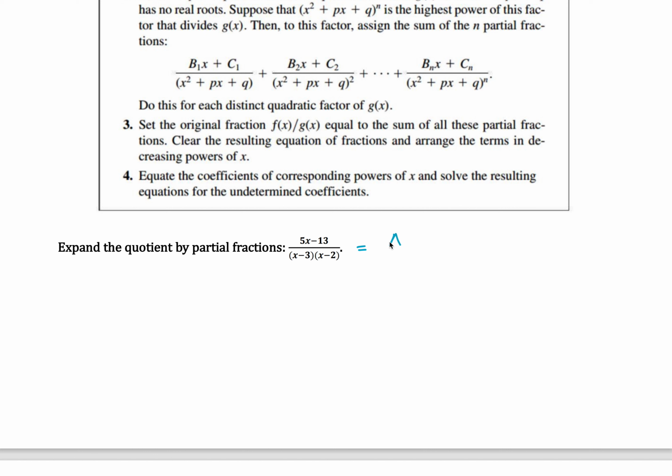So you could say that 5x minus 13 over x minus 3 times x minus 2 equals A over x minus 3 plus B over x minus 2. And then, of course, the secret is finding A and B.